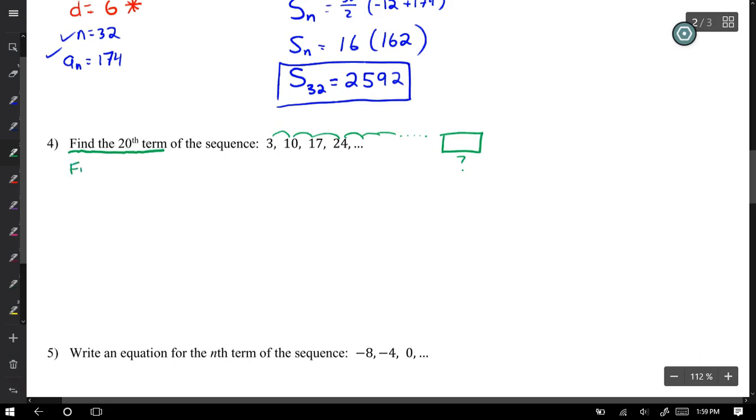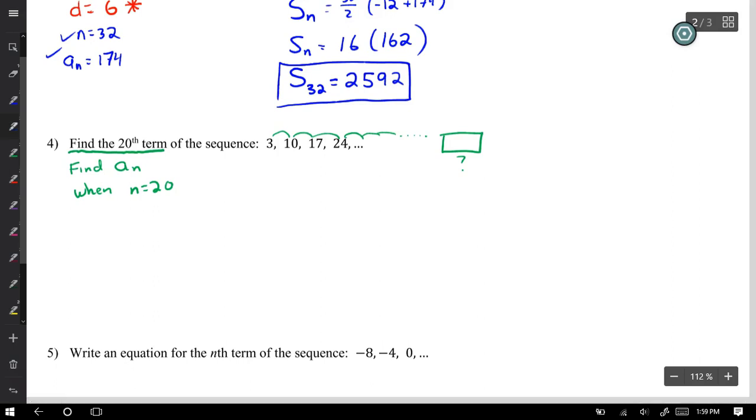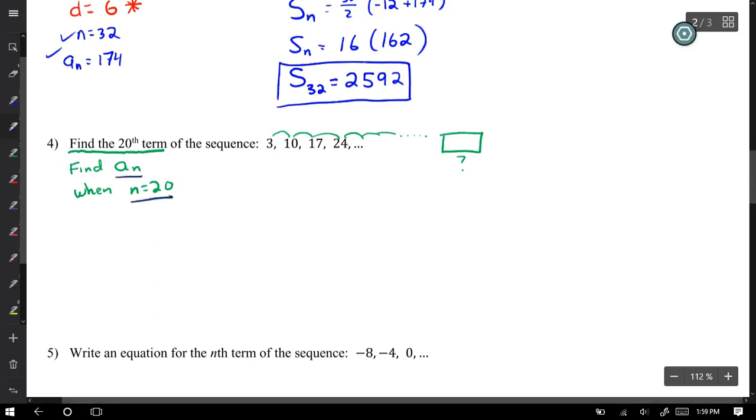I'm trying to find a sub n when n is 20. So that's good. I know n is 20. I know what I'm looking for. Let's see what else I know. I know a1 is 3. And I believe if I add 7 each time, so my common difference is 7. So this is commas separating them.